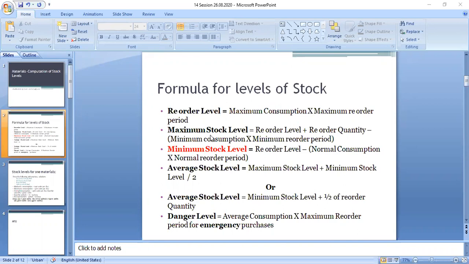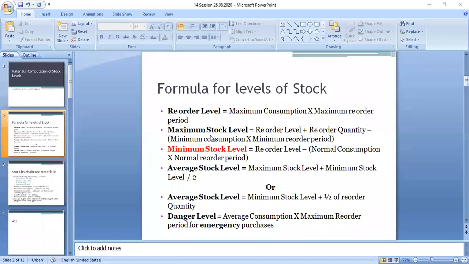So then average stock level, it is very easy. We can take the answer of the maximum stock level plus the minimum stock level answer, combine them, then divide by 2. You can get the average stock level. So this is one formula. And if it is another formula, minimum stock level plus 1/2 of reorder quantity. So this is an average stock level.